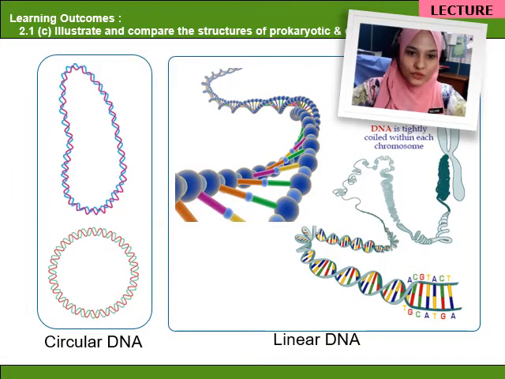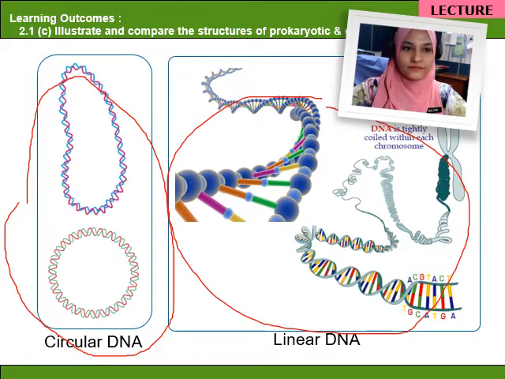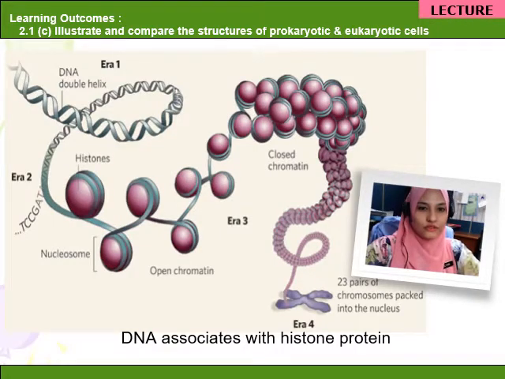In this slide, it shows two diagrams, a circular DNA and a linear DNA. For this slide, it shows how the histone protein is associated with the DNA of eukaryotic cells. As you can see, the histone protein helps to coil and compact the DNA strand to form a chromosome, so that the chromosome can be compacted in the nucleus of a cell.